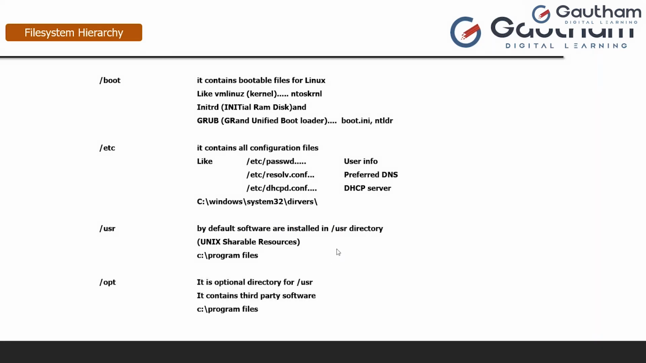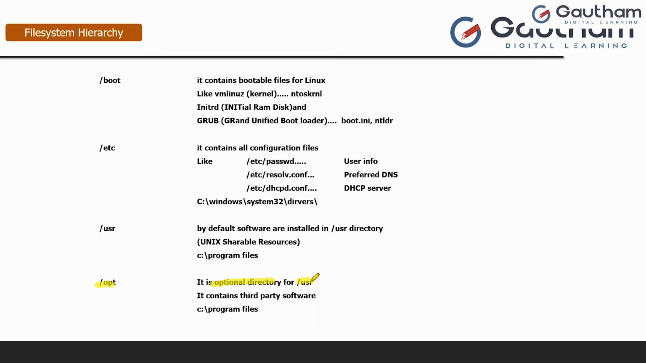Then you have another directory called opt. Opt stands for optional directory. What is optional and for whom is it optional? Optional directory for USR. See guys, Unix or Linux is a very organized operating system. It keeps everything in a very organized manner.